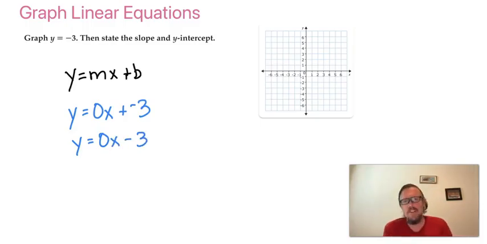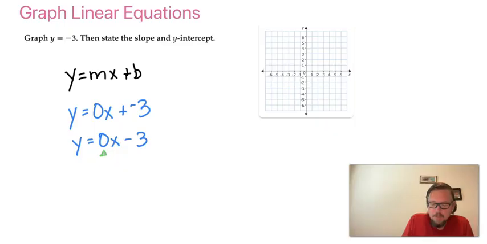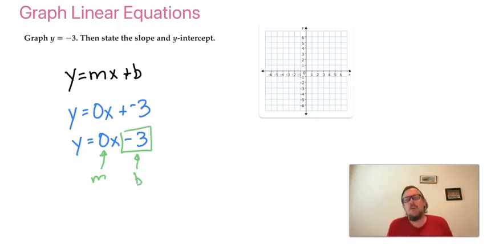So when we have an equation that is y equals, and it's just a constant and there's no x in it, what we're really saying is that we have a slope of 0. The slope of this line is 0. The y-intercept then is going to be -3. So we know the y-intercept, -3. We can go ahead and put that on the graph, -3.